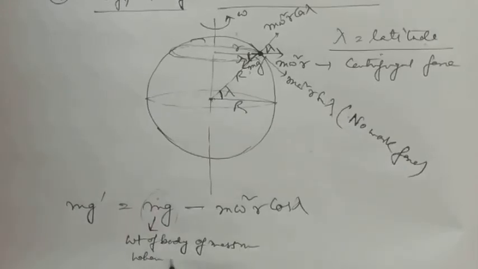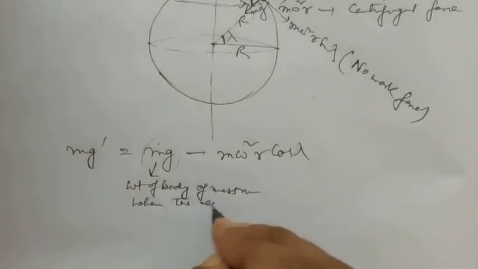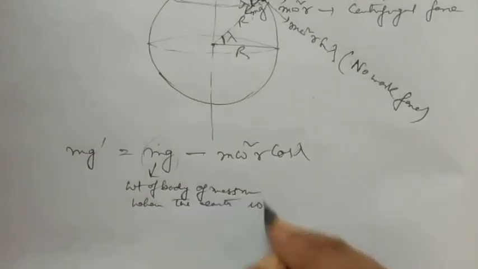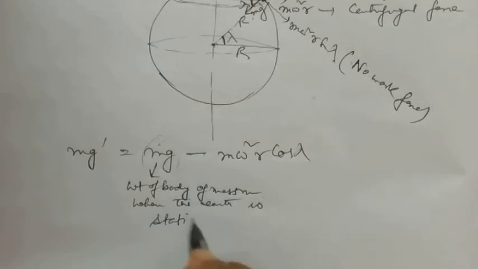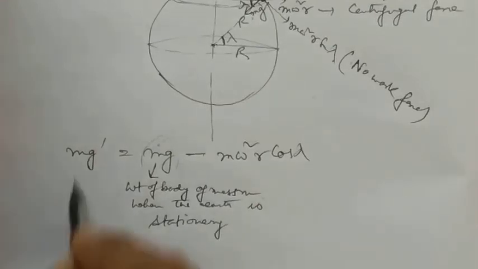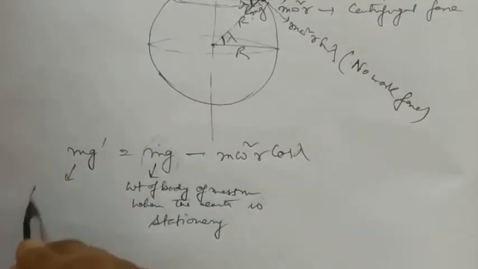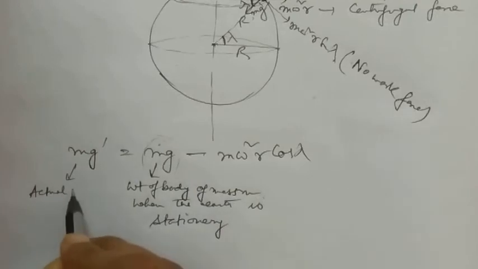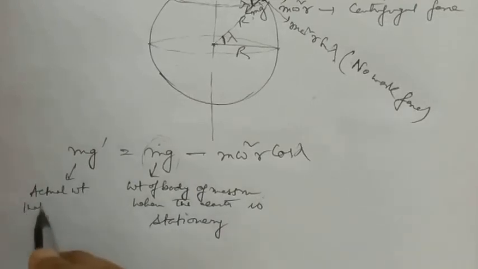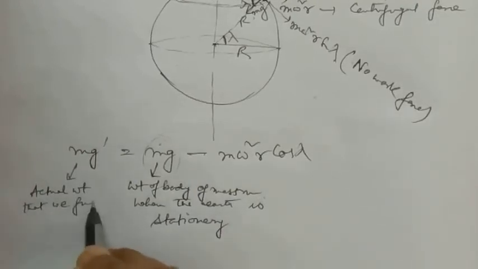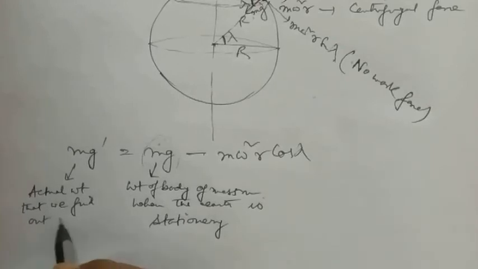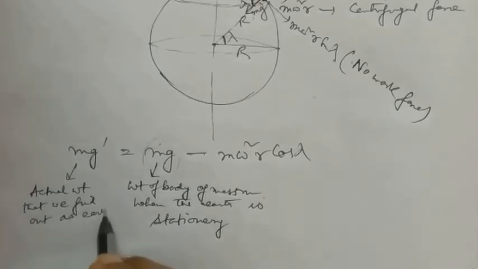when the earth is stationary. But this mg dash is the actual weight that we find out or calculate as the earth rotates.